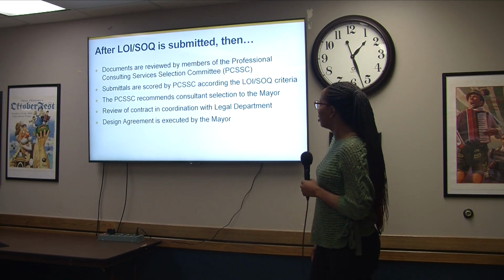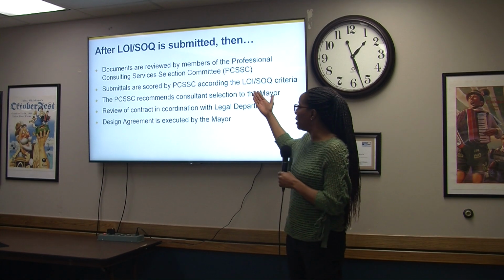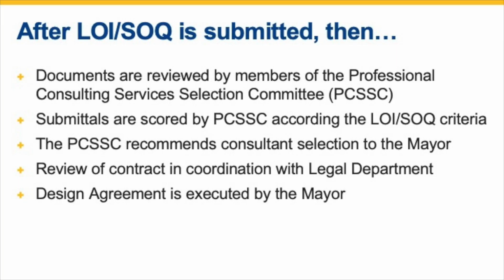We have a committee called the Professional Consulting Services Selection Committee that reviews these documents. They are scored based upon the criteria of what is asked from the particular contractor or engineer who says they can do a certain amount of work, what type of work. This is reviewed, and this is recommended to the mayor for approval or our TMUA board for approval to select you as the engineer for the project.